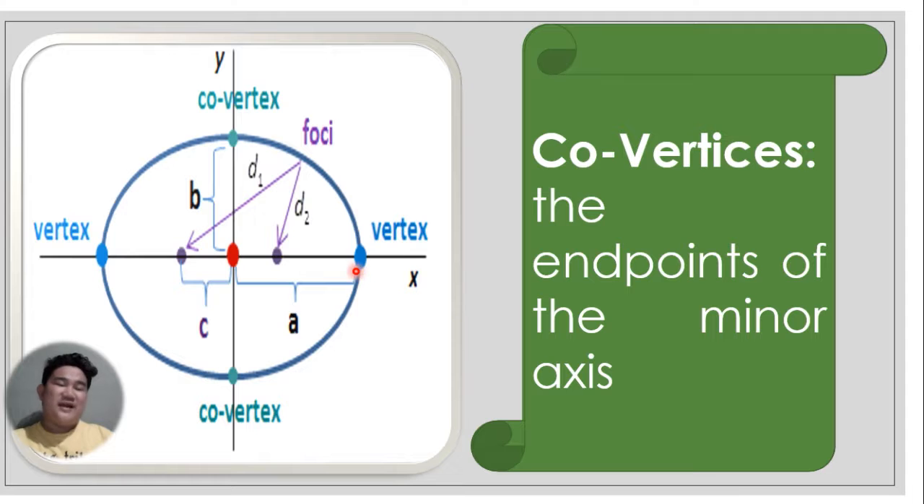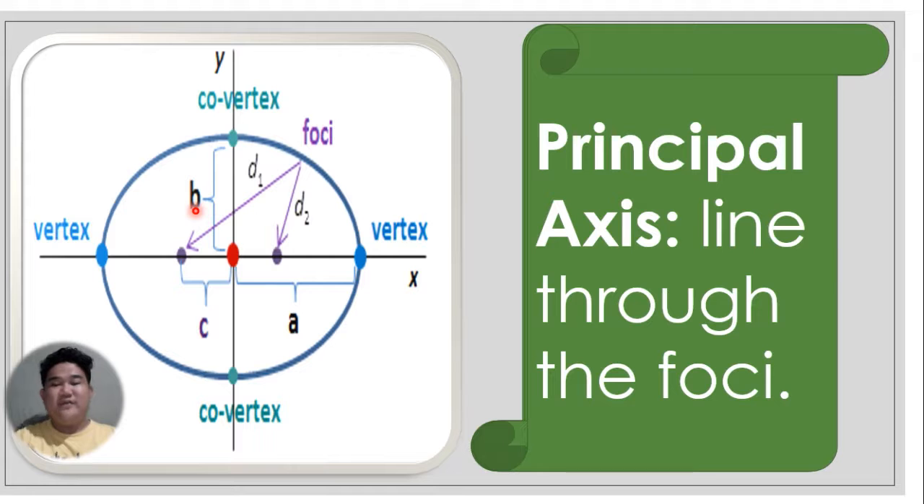And since in our vertex we said that it is the major axis, the co-vertex is now the minor axis. Major axis, minor axis. And what is the half of our minor axis? It is b. Therefore, our semi-minor axis is denoted as b. And this half of the co-vertices is now our semi-minor axis.